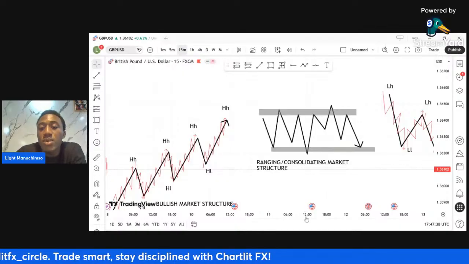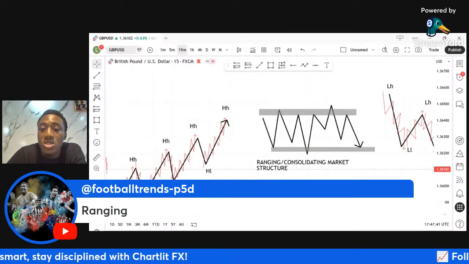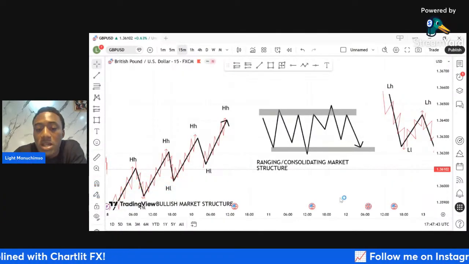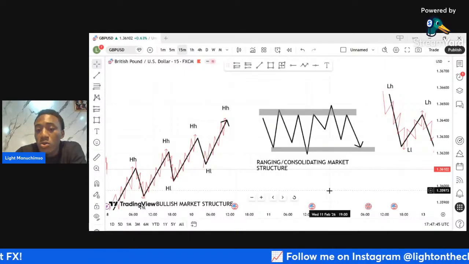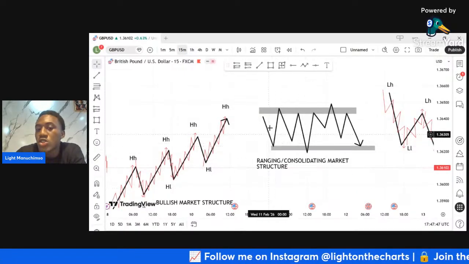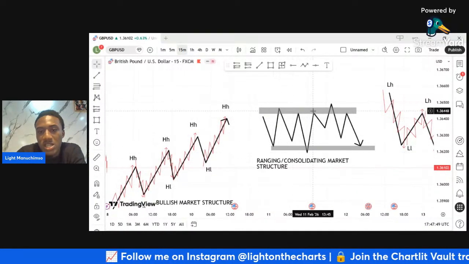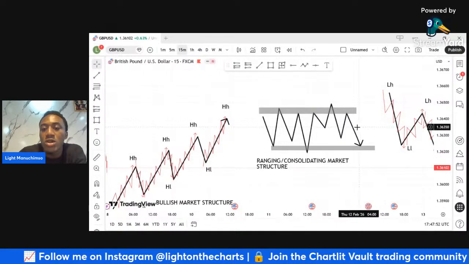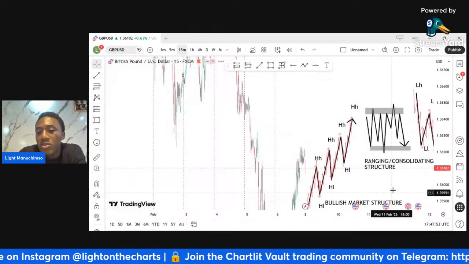Yeah, someone said ranging. It's just going sideways. It's consolidating. It gets here, just comes down. Just no true direction. So that's what a ranging market is all about.